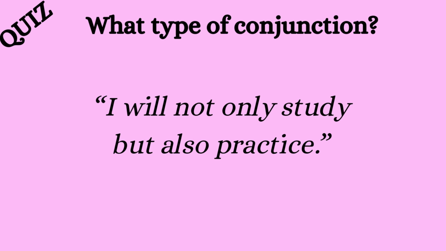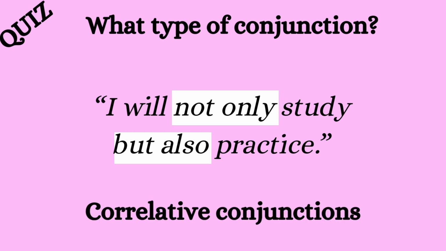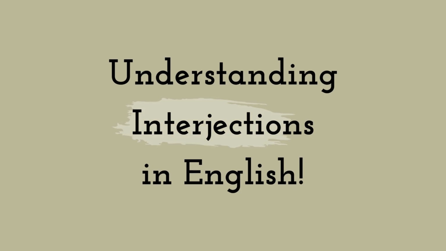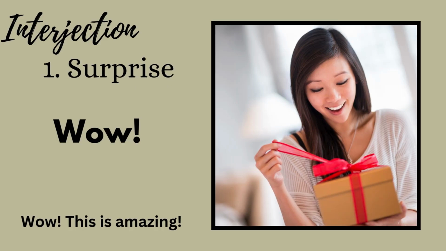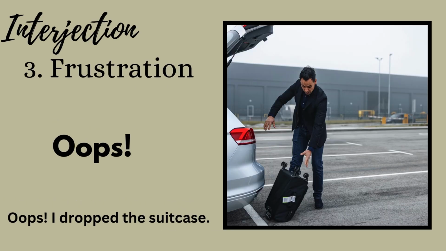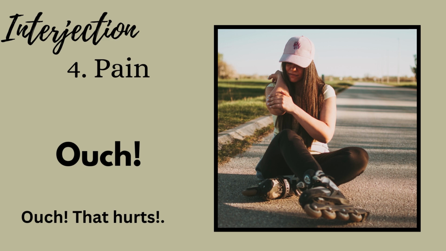Did you find it? The conjunction in this sentence is not only but also. This pair works together to connect two related actions, studying and practicing. This type of conjunction is called a correlative conjunction. Finally, we have interjections. These are the emotional bursts in our speech, the sudden exclamations like wow, yay, oops, or oh, that show our feelings.